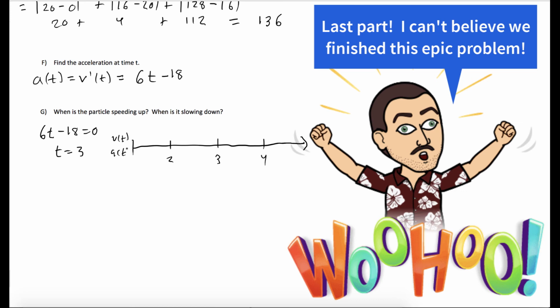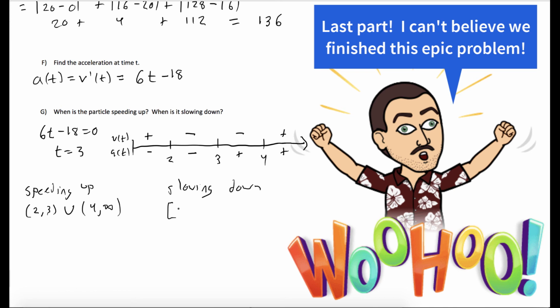So we'll take our number line and break it up when our velocity is 0 or our acceleration is 0, and check to see what happens to our velocity and acceleration in each part of the number line. So we could see it's speeding up between 2 and 3 and 4 and infinity because they have the same sign. And it's slowing down between 0 and 2 and 3 and 4.